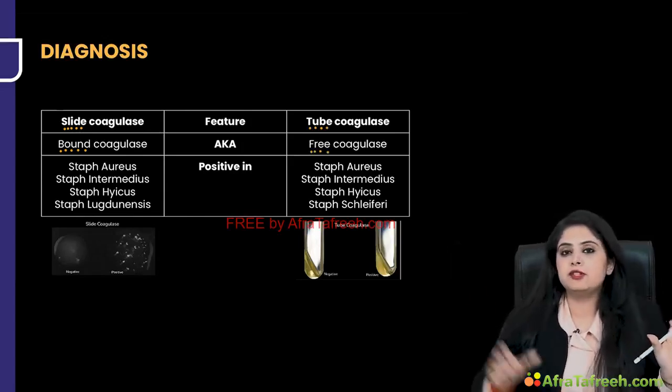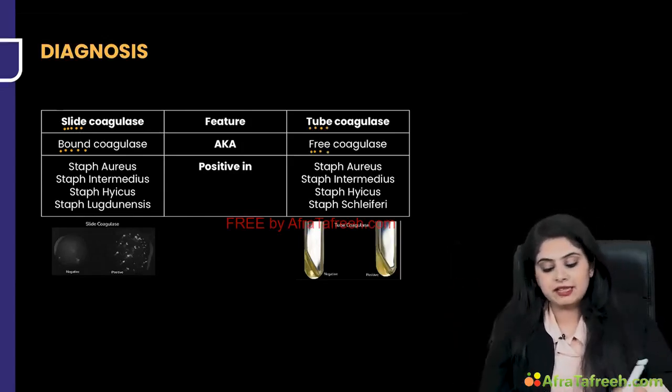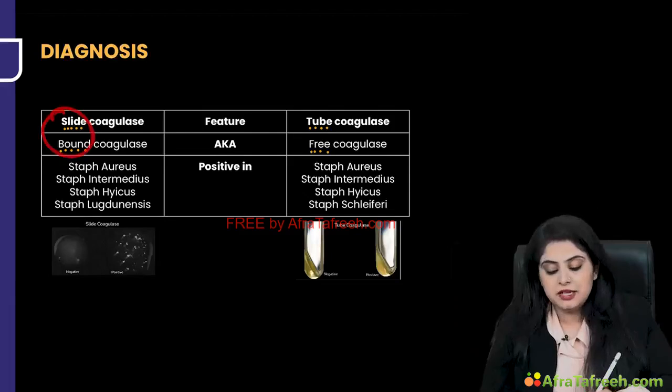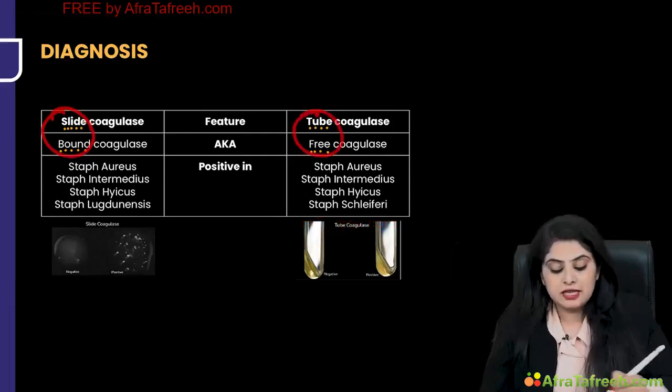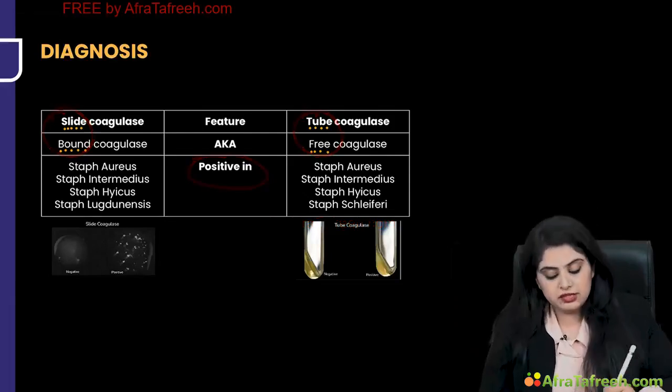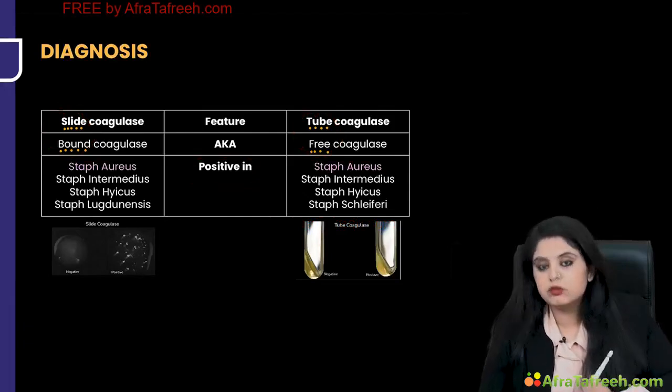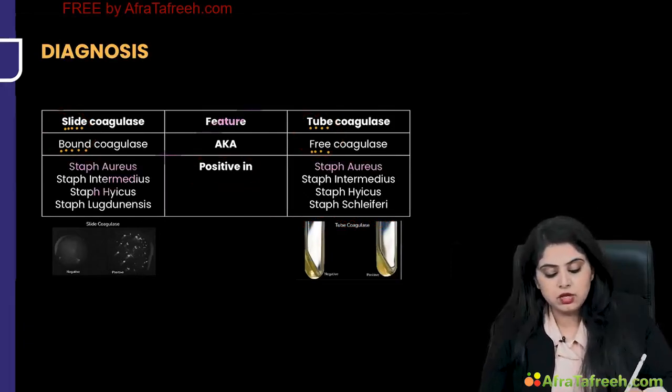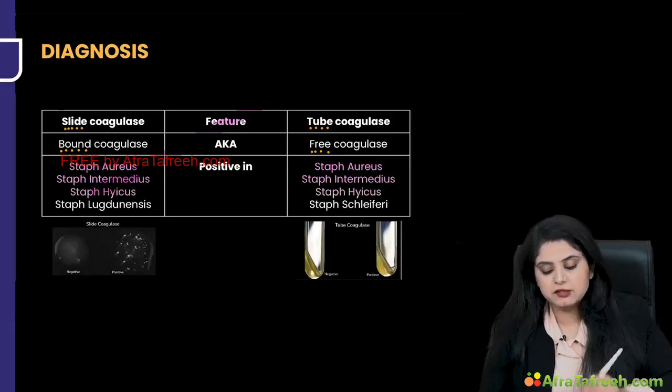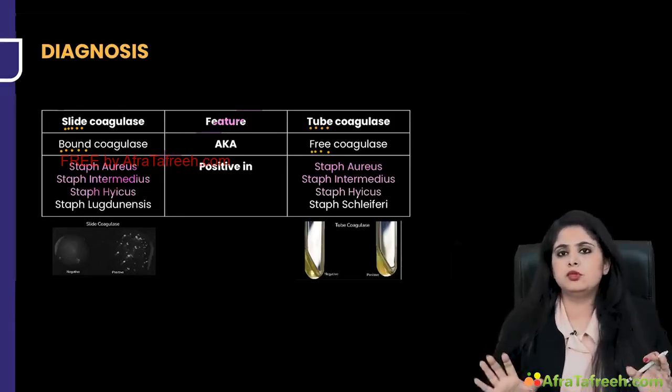So 5 alphabets together, 4 alphabets together. Slide is known as bound coagulase. Tube is known as free coagulase. What are the organisms going to show you these? I realize Staph aureus shows you both. Staph intermedius also shows you both, and Staph hyicus also shows you both. So in all of them, the answer is both.